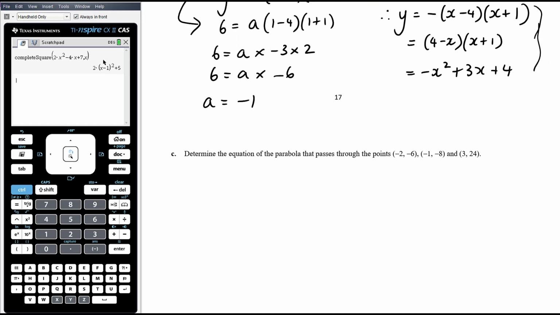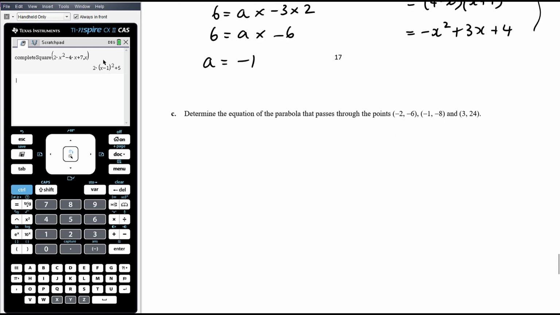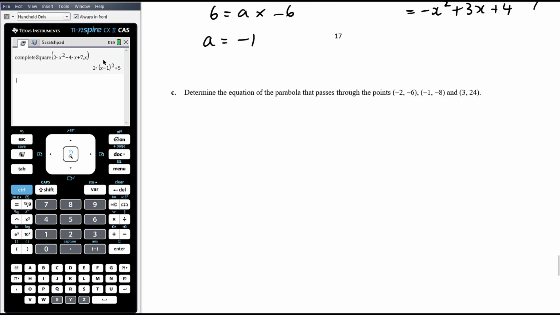Determine the equation of the parabola that passes through the points (-2, -6), (-1, -8), and (3, 24). Okay, none of these are intercepts because there are no 0 x coordinates or y coordinates, so they're not useful, and it doesn't tell us that any of those are the turning points. We just got 3 points. In this instance, I would start with general form, and I would define it using function notation, which we'll review but should be pretty familiar with by now, because that makes it easier with our CAS and more efficient.